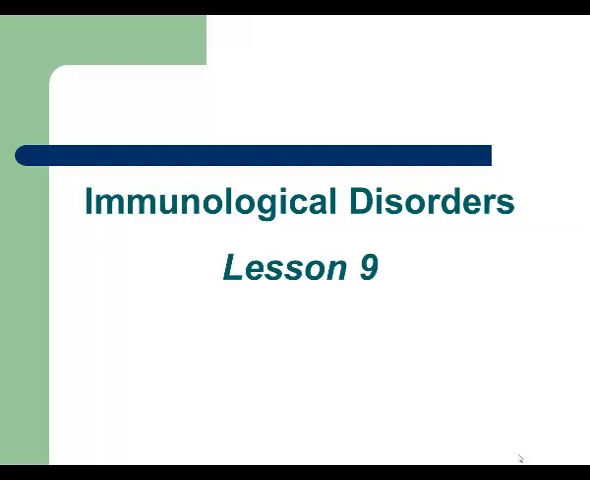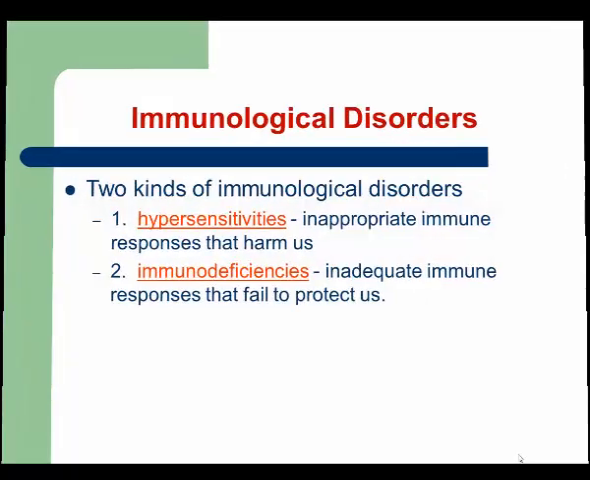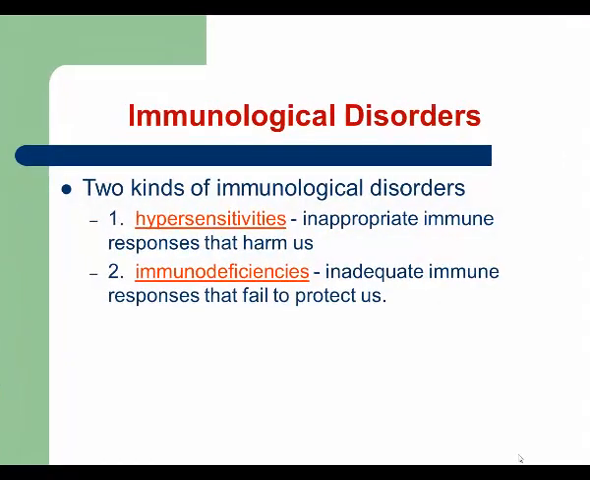Lecture number 9. We continue talking about the immune system, and in this lecture we're going to focus on immunological disorders. All immunological disorders are divided into two groups: hypersensitivities and immunodeficiencies. Hypersensitivity means the immune system works but not right. Immunodeficiency means the immune system doesn't work, partially or entirely.